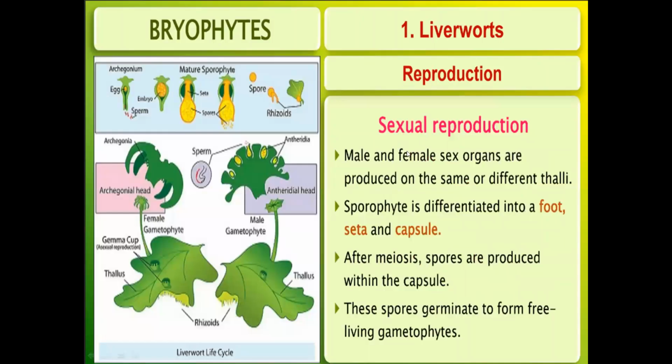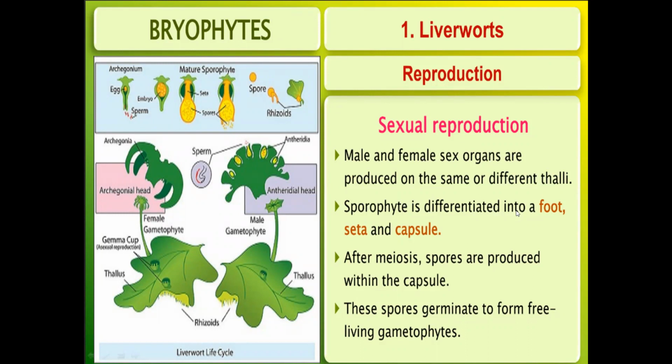Sexual reproduction: male and female sex organs are produced on the same or different thalli. So male and female sex organs will be on the same or different thalli. Same means on one bryophyte you will have both male as well as female, or in some cases there will be only male on one bryophyte, female on the other.